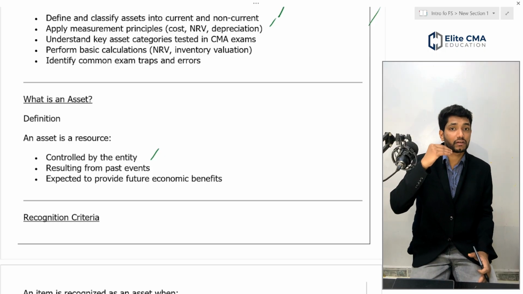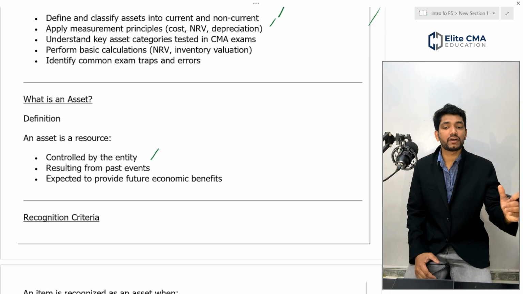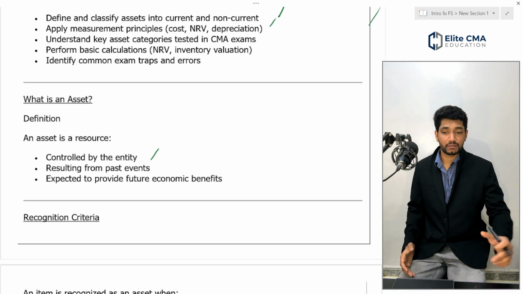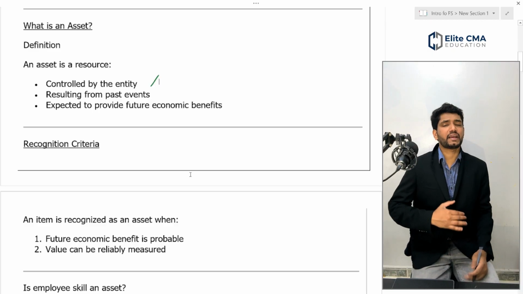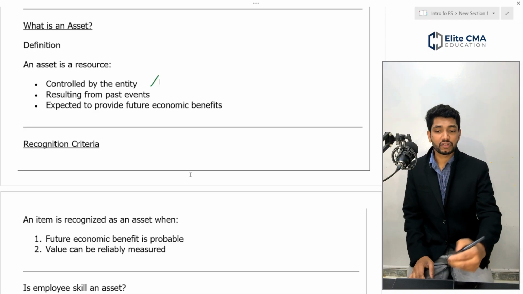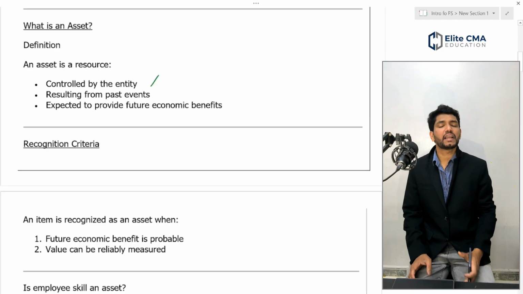So it's a financial resource controlled by the entity, resulting from a past event, and also expected to provide some future economic benefit. And also the future economic benefit is probable and the value can be reliably measured. These are the conditions to satisfy for an asset.